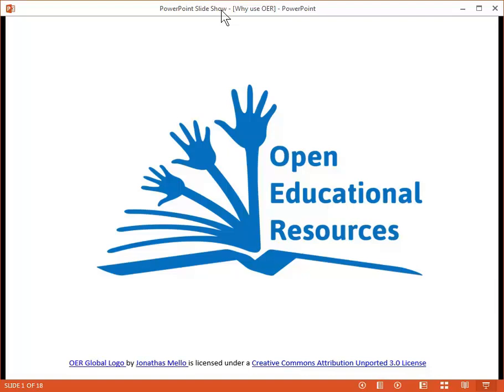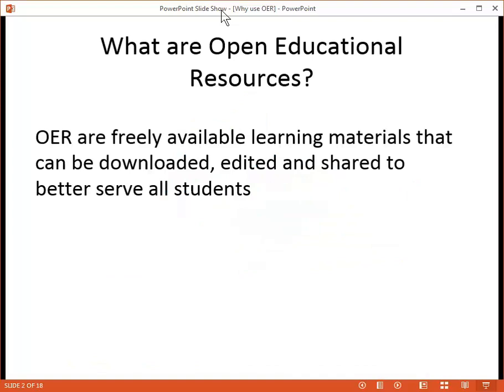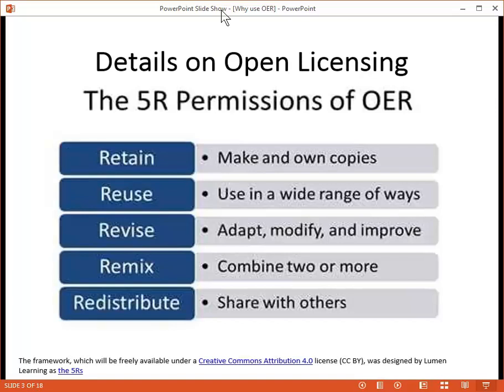And let's begin with a definition. OER are freely available learning materials that can be downloaded, edited, and shared to better serve students. Another way to look at this is that OER provides 5 permissions, called the 5 R's.